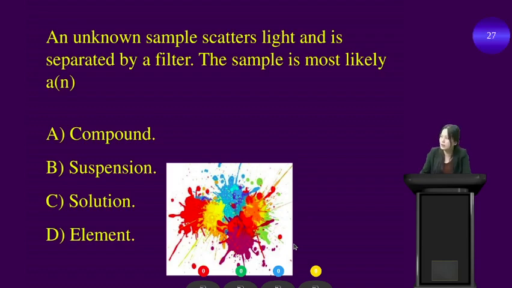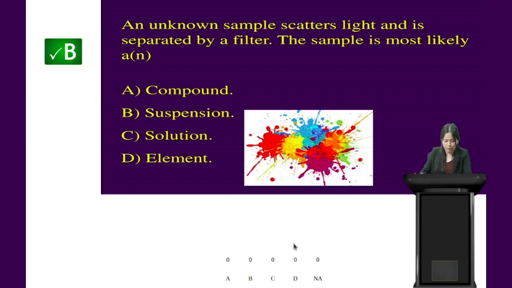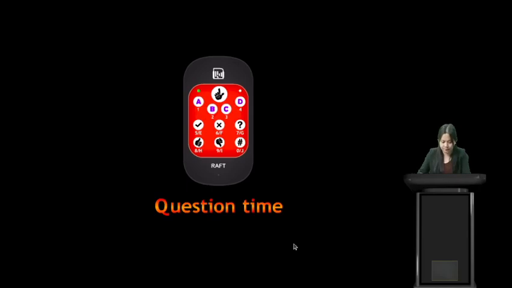An unknown sample scatters light and is separated by filtration. The sample is most likely: option A, compound; option B, suspension; option C, solution; and option D, element. Alright students, your time is up, and very good, the correct answer is option B, that is suspension. It scatters a beam of light and it can be separated by filtration. So here the correct answer is option B, suspension.